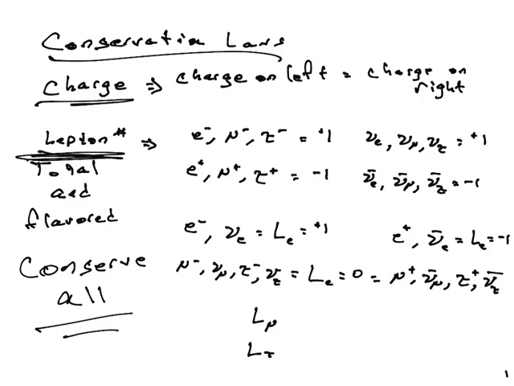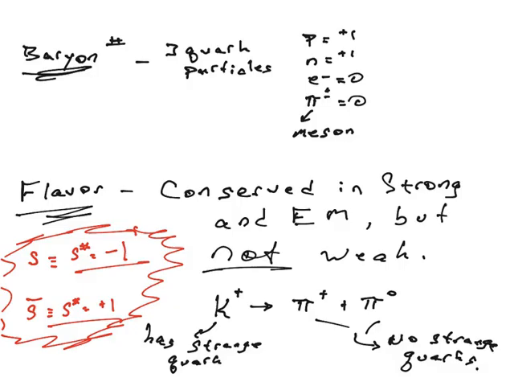Charge has to be conserved. Lepton number has to be conserved. That's total lepton number and each flavor. So not only does the total lepton number have to be conserved, but the number of electrons and electron neutrinos has to be conserved on each side, and the number of muons and muon neutrinos and so forth. Again, antiparticles have the inverse of the regular particle's version of these numbers, but that's fine.